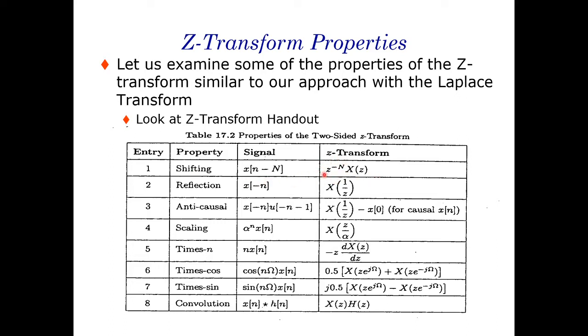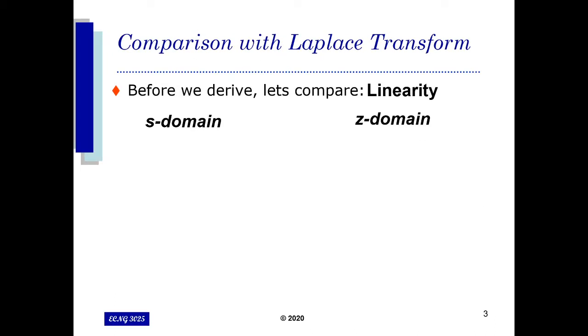So the Z of x of n minus N equals z to the negative N of x of z. The reflection property, which is going to be x of 1 divided by z, and the convolution property, where x of n star h of n is going to be x of z multiplied by h of z accordingly. So before we derive anything, let's start comparing certain properties.